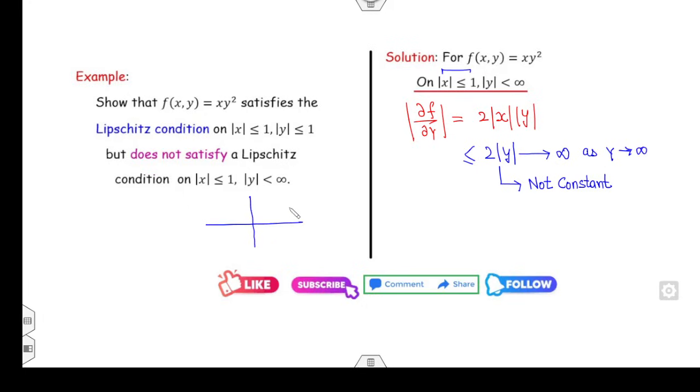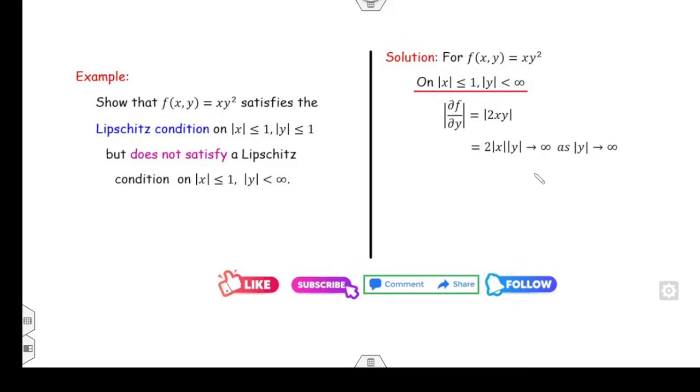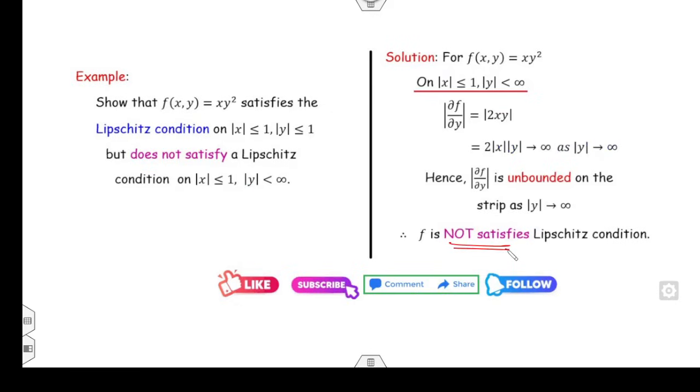You can see this is the line corresponding to x is equal to 1. This is the line corresponding to x is equal to minus 1. So can you draw the shaded one? x lies between minus 1 to plus 1 and y goes to infinity. So basically you are talking about the strip. Fine, this is my strip, and yes, y will go to infinity, y will go to minus infinity. Therefore, the Lipschitz condition is not satisfied because del f upon del y is unbounded.